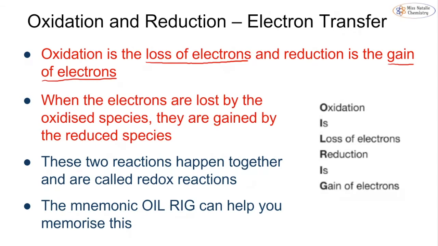Those electrons cannot just be lost into space. They have to be joined with something else. So when a substance loses electrons, it gives it to the other thing in the reaction and it then gains electrons. And this is what we know as redox reactions. And you can use the mnemonic OIL-RIG to help you memorize that oxidation is loss of electrons and reduction is gain.